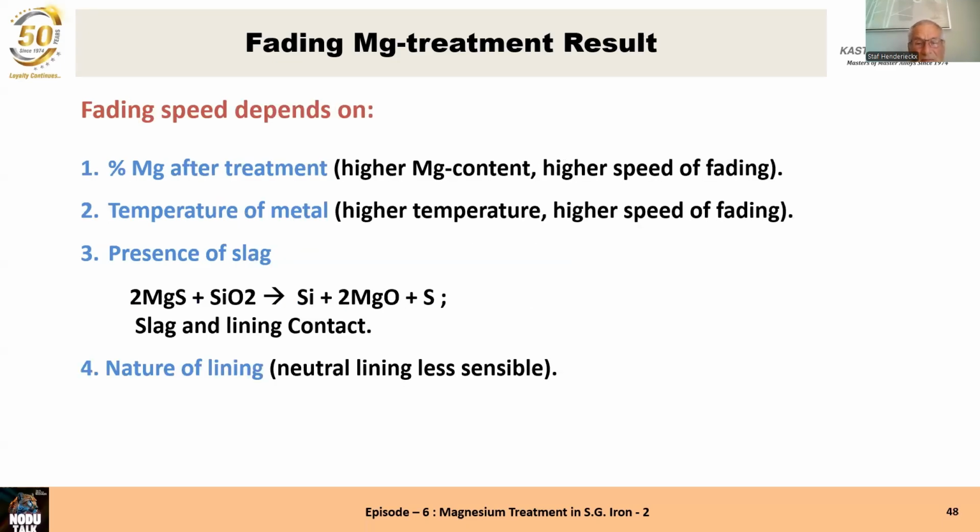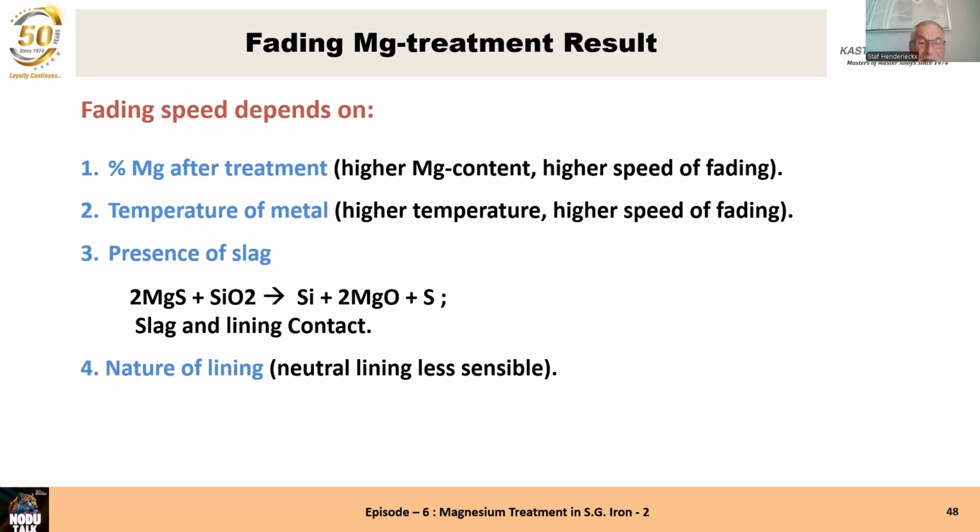So the fading, that's the time during which the residual magnesium content will be lowered. After treatment, the higher the magnesium content you have, the higher the fading will be. Therefore, fading of magnesium is a loss of magnesium, that's a higher cost, so keep the magnesium as low as possible, but safe. For the temperature of the metal: higher temperature, higher speed of fading.